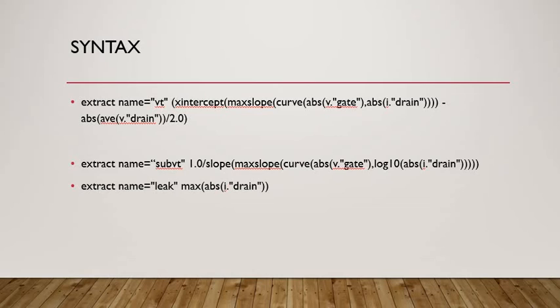Now coming to our last slide here. Okay, so this is the subthreshold slope. Sorry, this is the subthreshold slope, threshold voltage and leakage current. Starting with the leakage current, it's a simple one. You can easily understand that you need the drain current, its absolute value, and the maximum one. So you get the maximum value, and that is the leakage current.